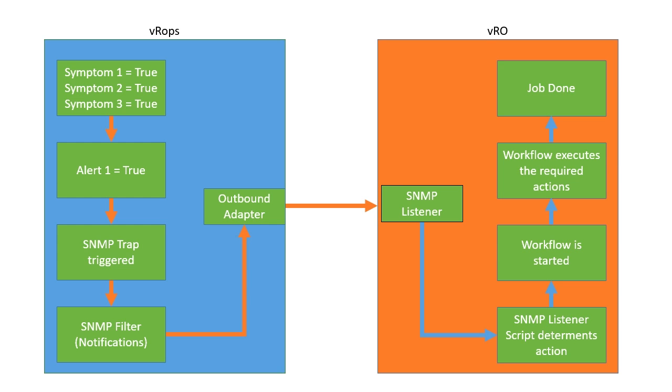But every time we trigger an alert, we need a way to assure that this alert is not a false positive, but something actionable that we need to take action on. And this is where symptoms come into play. So when the symptoms are all true for that given alert, we fire the alert. It becomes true. It triggers an SNMP trap.